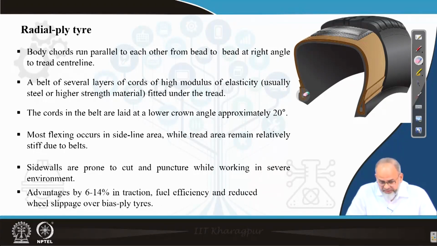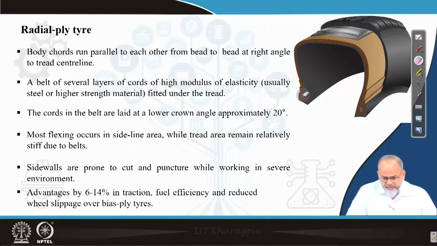Because of this belt, the tread is stiffened. So when there is flexing of the tire during operation, the tread remains relatively stiff. The sidewall becomes deflected, and there is a chance that there could be damage to the tire when it is operated in severe conditions like stones or stumps. Those are the severe conditions that may affect the tire. Affect in the sense it may damage the tire.